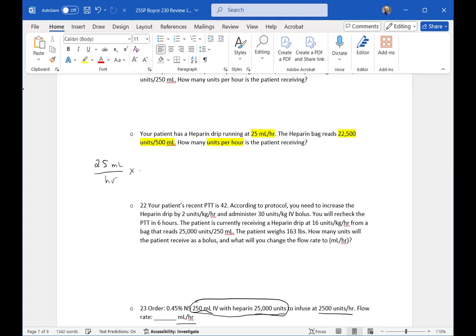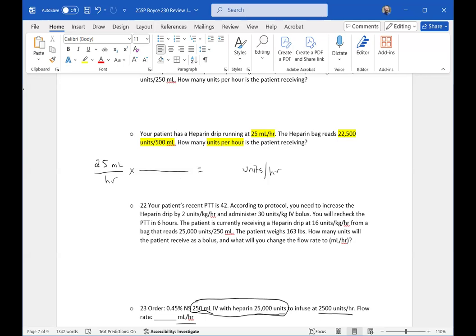I'm going to multiply it by something that I'm hoping will help me convert ml per hour to units per hour. Okay. The reason I'm walking through this and telling you all this is because I just want you to understand what my strategy is. I'm trying to get rid of milliliters, exchange it for units, and keep hours on the bottom. And so that's what I'm going to do.